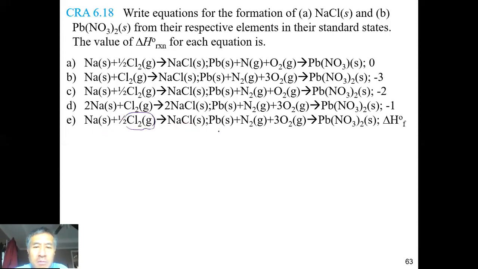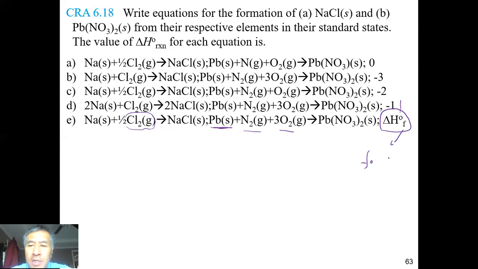So for the second part, as we said, most metals are simple, just use the metal solid. So then for nitrogen, you want to use N2, for oxygen, use O2. And this equation is also balanced because you need 1 Pb, you need 2 N, you need 6 O. So then those two reactions, what are their values for delta H? Because they are formation reactions, therefore, we give them a special name. We call them delta H naught f. So naught means standard, and this f means formation.